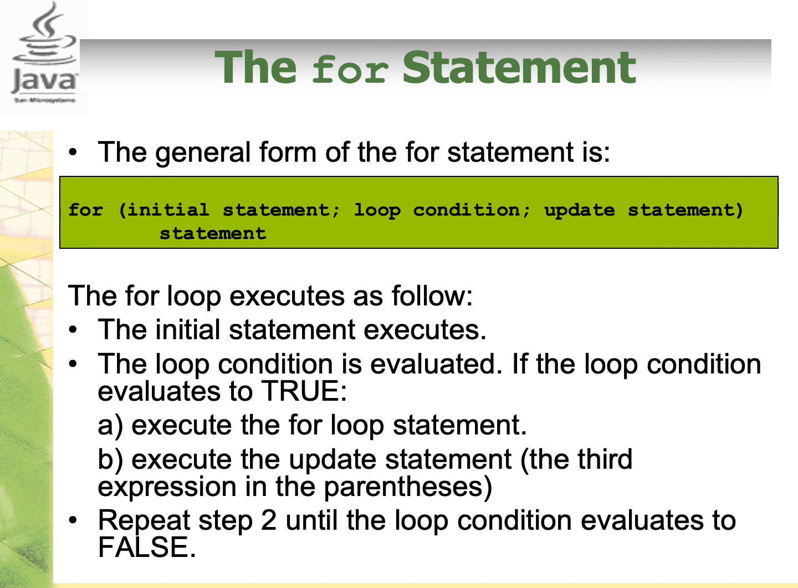The way that for loop executes is it first executes the initial statement. Then the loop condition is evaluated. If the loop condition evaluates to true, it will execute the for loop statement that is within the for loop. Then it will execute the update statement, the third expression in the parenthesis. The same steps are repeated until the loop condition evaluates to false.